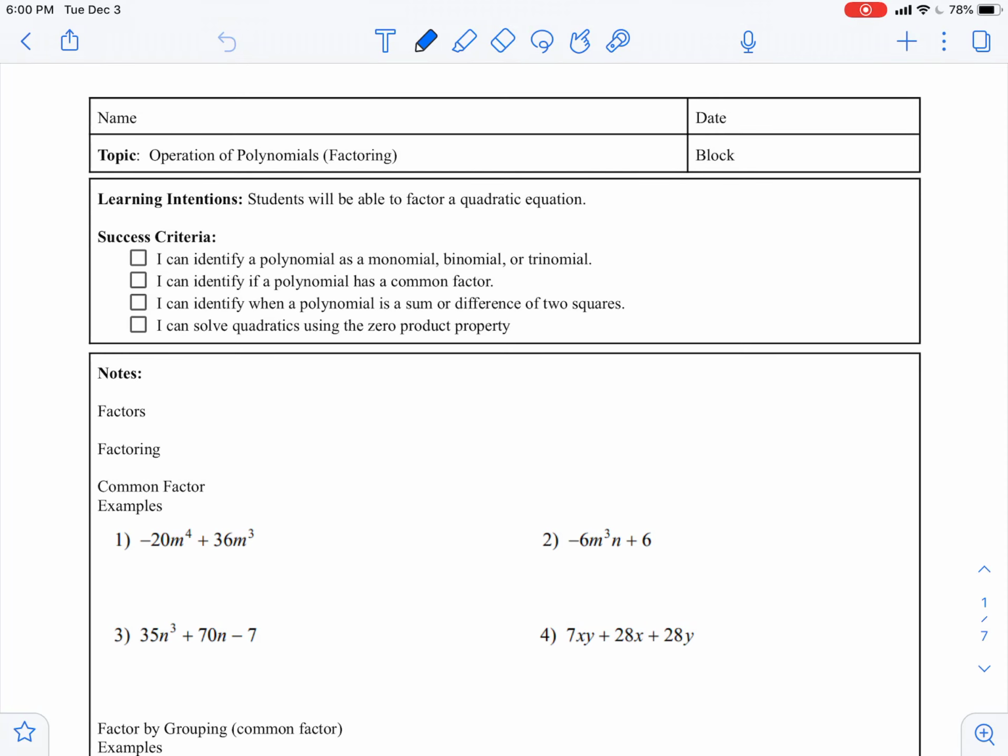Okay, welcome to today's topic. We're going to be working on factoring. And so we're just going to jump right in and start out.